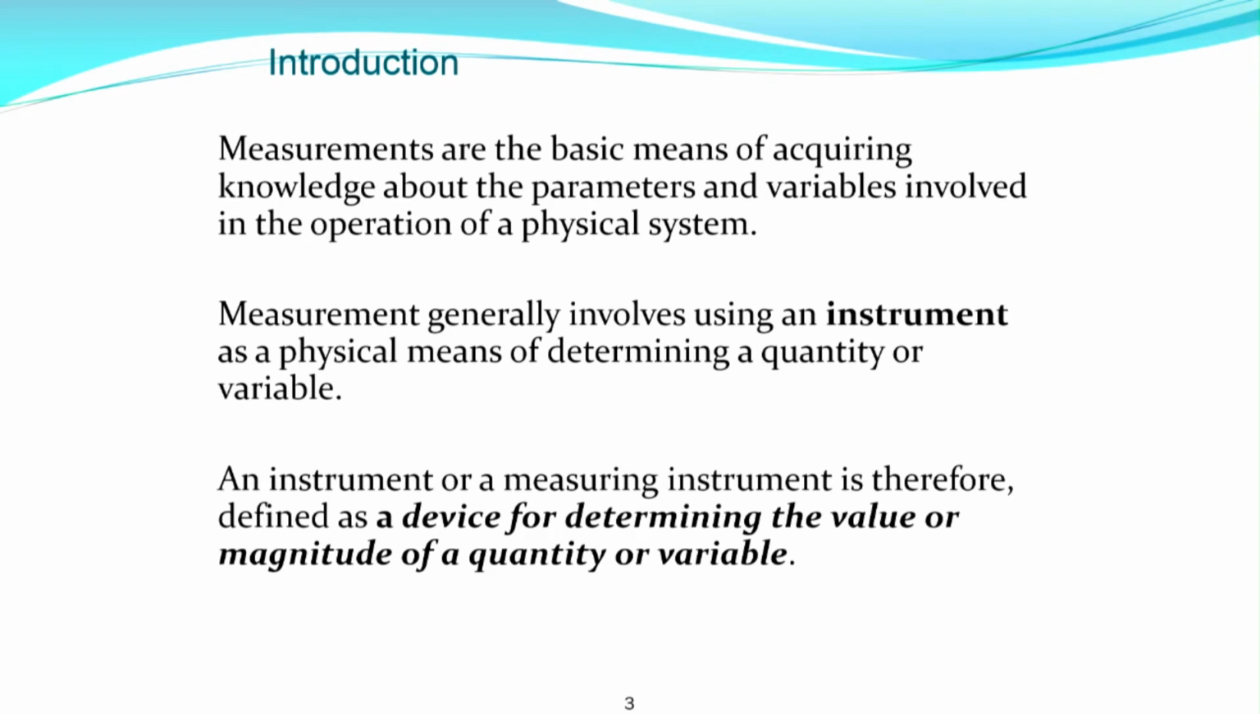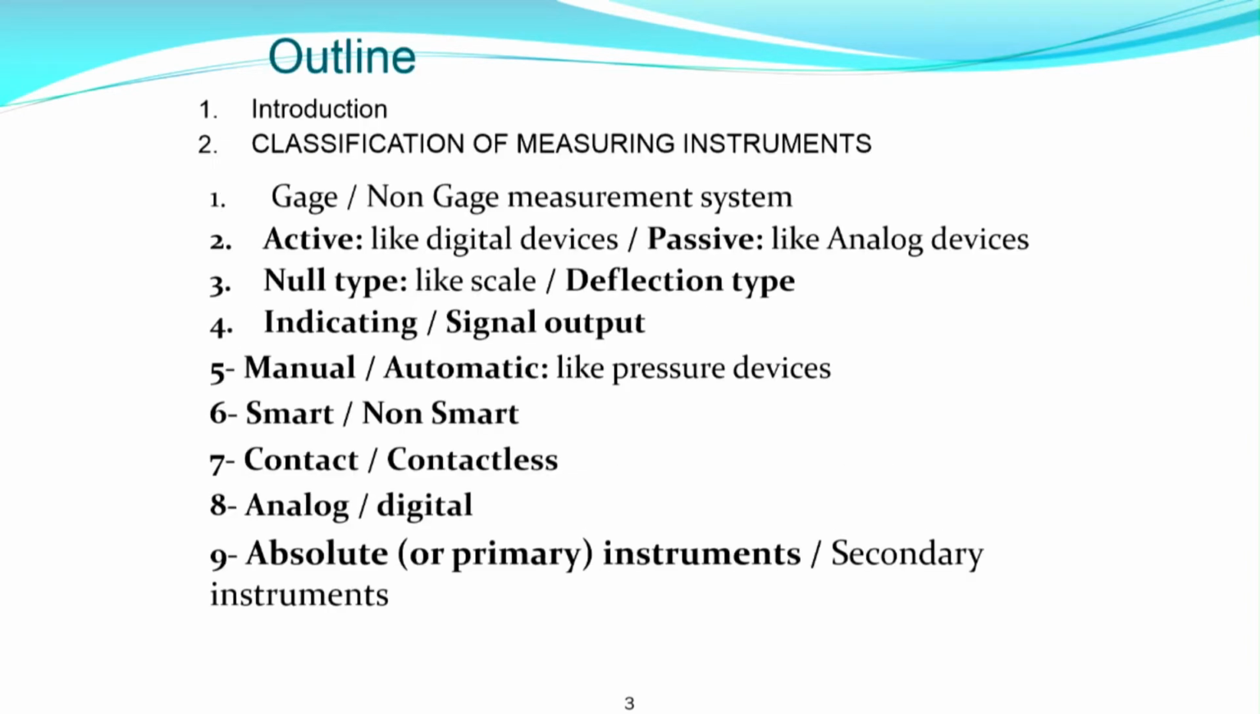Introduction. Measurements are the basic means of acquiring knowledge about the parameters and variables involved in the operation of physical systems. Measurement generally involves using an instrument as a physical means of determining a quantity or variable. An instrument or a measuring instrument is therefore defined as a device for determining the value or magnitude of a quantity or variable.